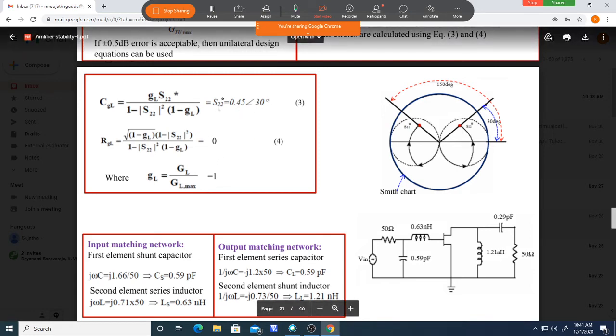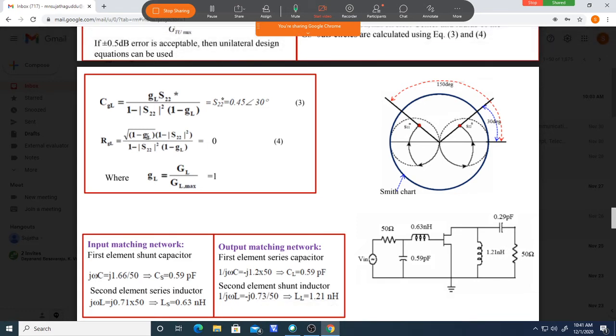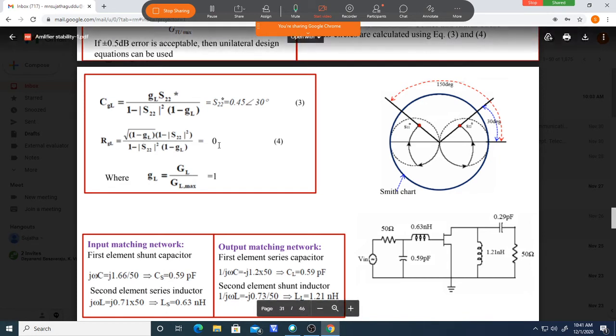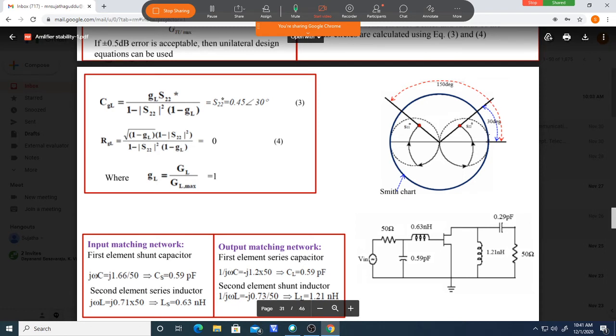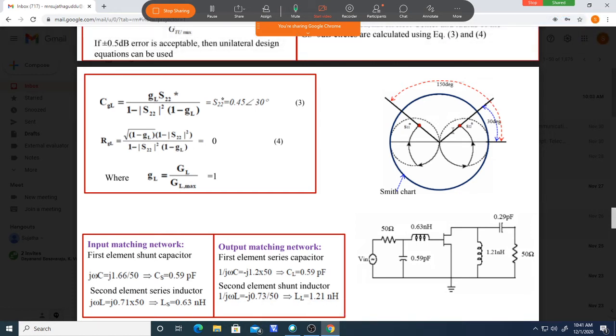So the center is this, but the radius is 0, because GL is 1, because we are designing for maximum gain. GL becomes 1 here. So this is 0. So you draw the output gain circle. Output gain circle with radius 0 means it becomes a point. So take 30 degrees. See from here, it is 30 degrees like this. Measure 30 degrees, blue color I have shown here. So you mark a 30 degree line like this.